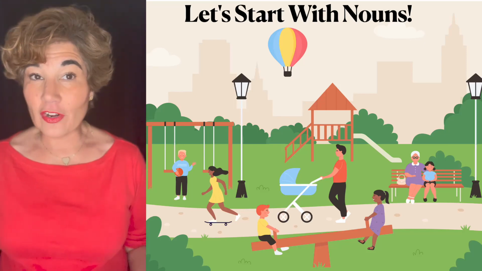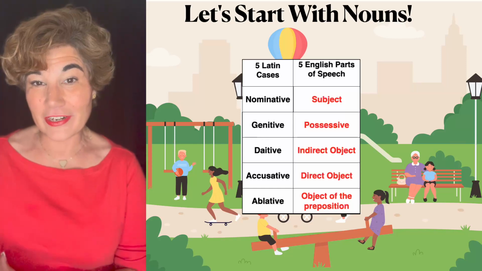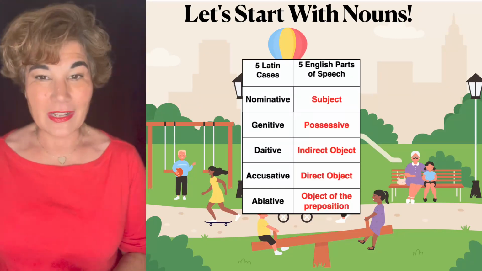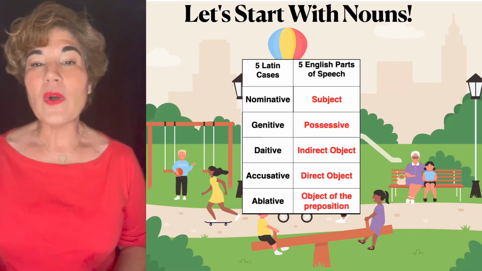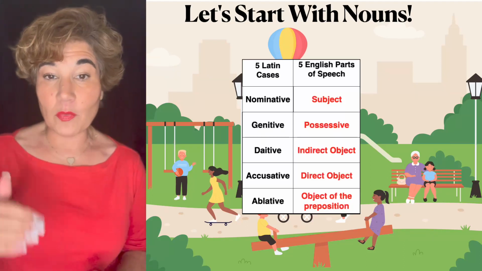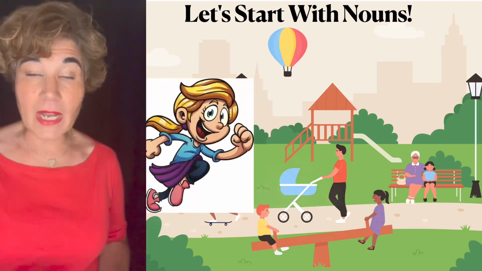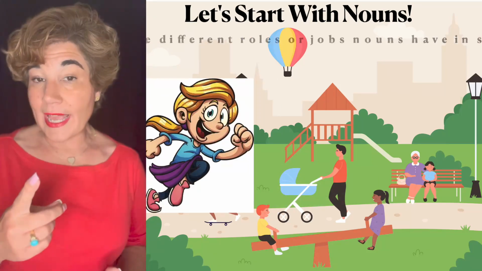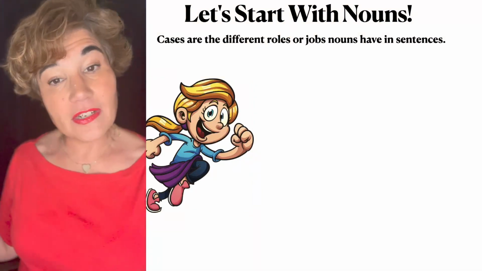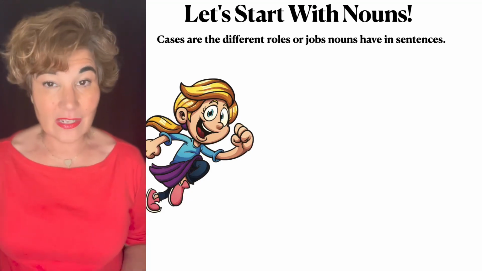Now, we might have heard the case song before: nominative, subject; genitive, possessive; dative, indirect object; accusative, direct object; and ablative, object of the preposition. But did you know what that means? Well, in Latin, it means that every time a noun changes its job within a sentence, you're going to change the spelling. Now, in my sentences, I'm going to use one noun, my friend Sarah here, and she is just going to change her position in the sentence so that we can see how these cases work.